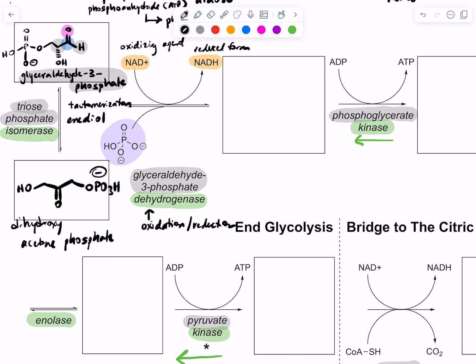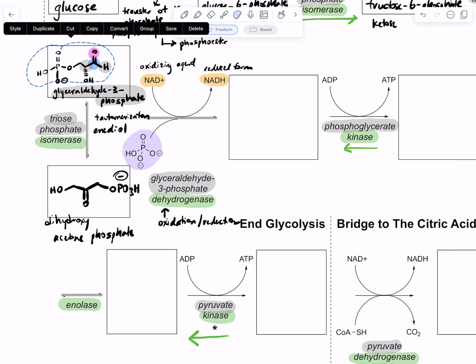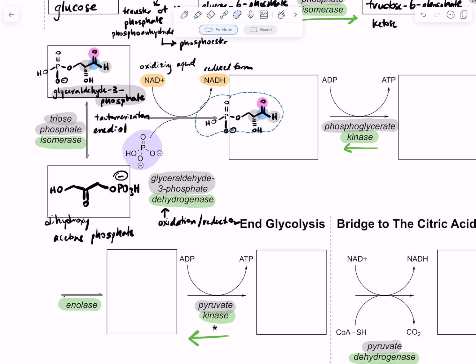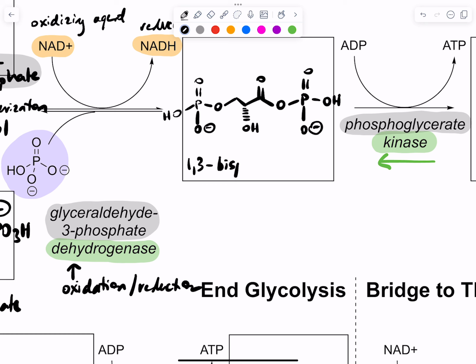This is like glyceraldehyde 3-phosphate. The only difference is that the carbonyl carbon, instead of being an aldehyde, gets oxidized to an acyl phosphate. That's 1,3-bisphosphoglycerate.